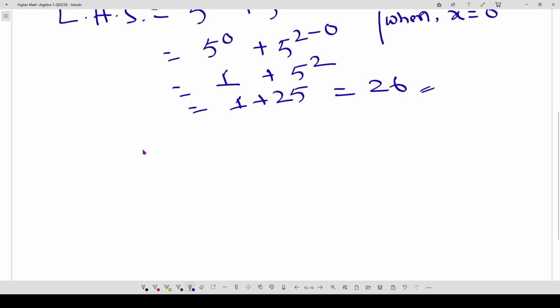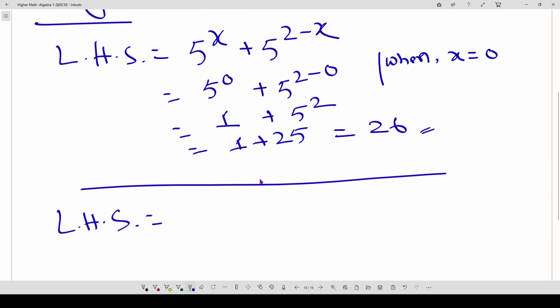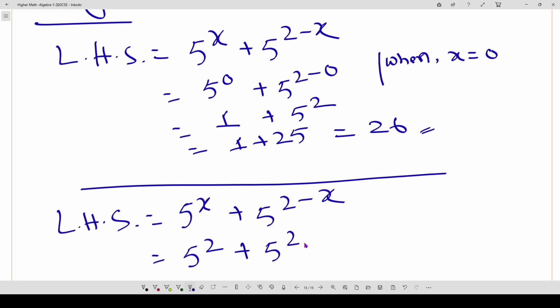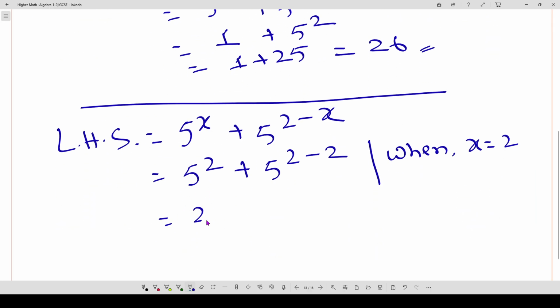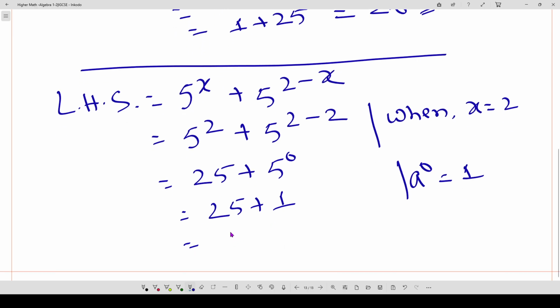What about 2? If we put it in the left hand side, again we can write this one. Here is 5 to the power x, then 5 to the power 2 minus x. So against x we can write 2. So 5 square plus 5 to the power 2 minus 2. So when x equals 2, it's an interesting thing: 5 square means 25, and 2 minus 2 is 0. So 5 to the power 0, a to the power 0 equals 1, so 5 to the power 0 also equals 1. And finally we get 25 plus 1, it's 26.